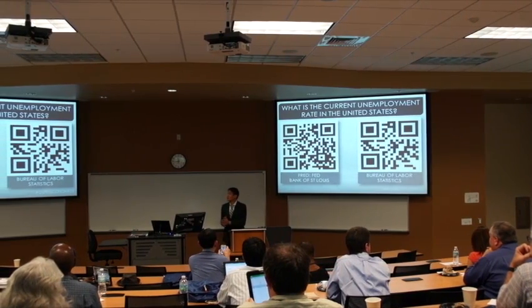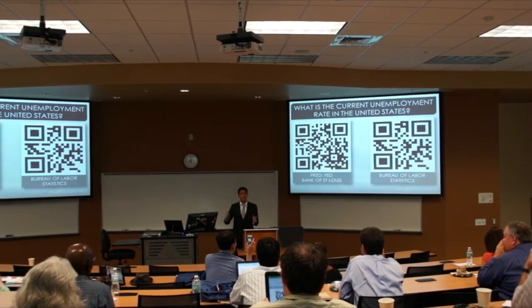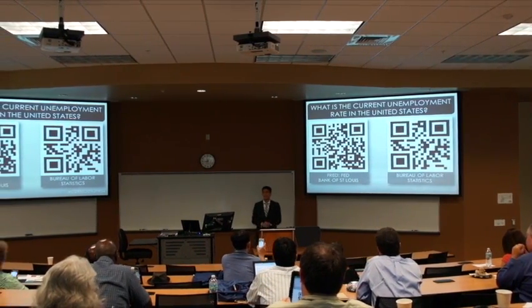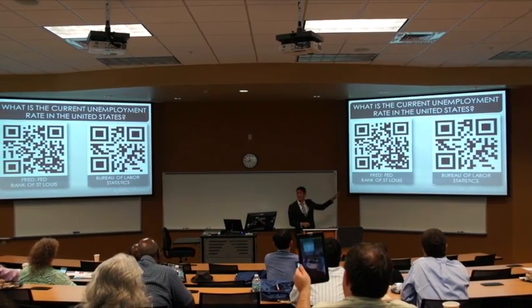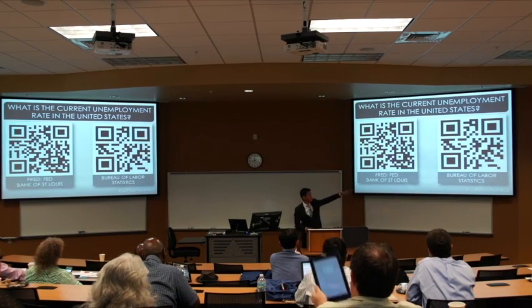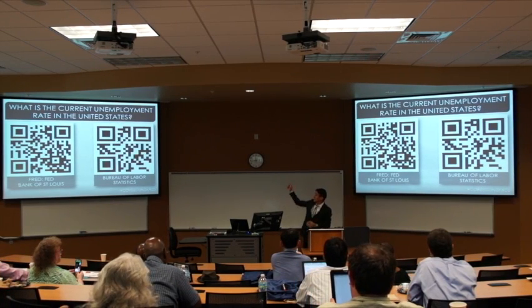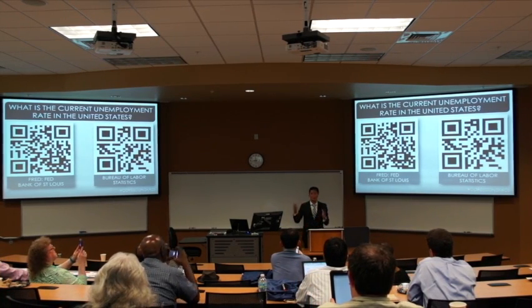So one way that I like to do it, and I don't do this throughout my class, but maybe once or twice in a typical class, is to ask: what is the current unemployment rate in the US? Well, here's two sources that you can find it: the Fed of St. Louis and the Bureau of Labor Statistics. If you scan from one side or the other, you can get those websites right on your phone.